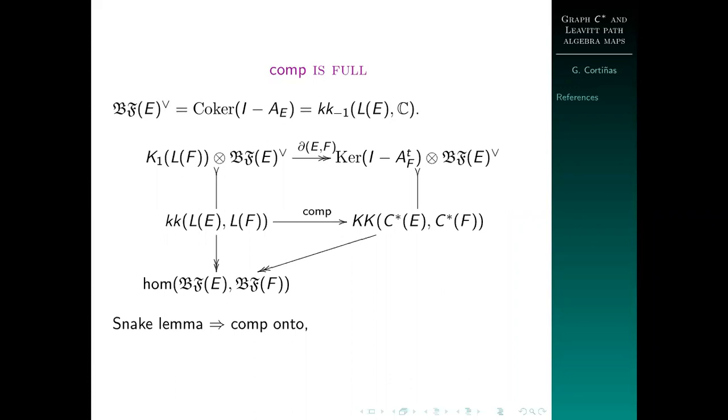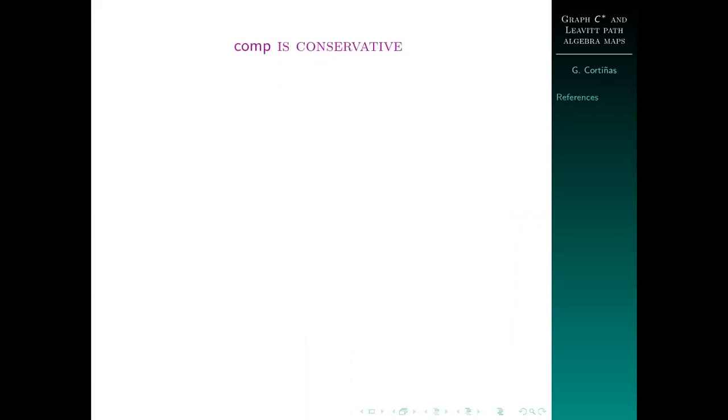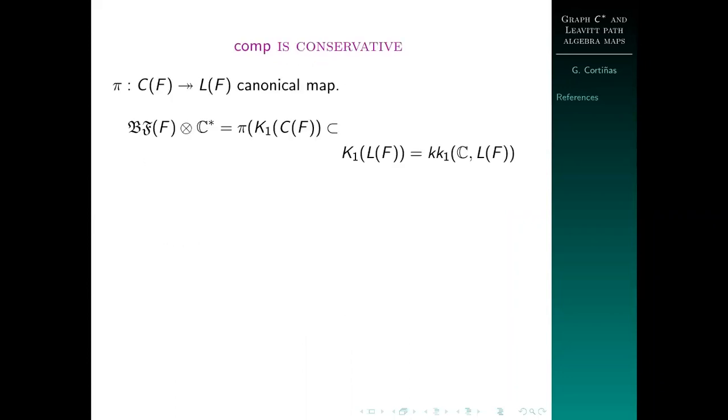Moreover, a snake lemma argument also tells you that the kernel of comp is the kernel of the horizontal map on top. And to prove conservativity, it will be important to analyze this kernel. And this is what we do in the next slide.